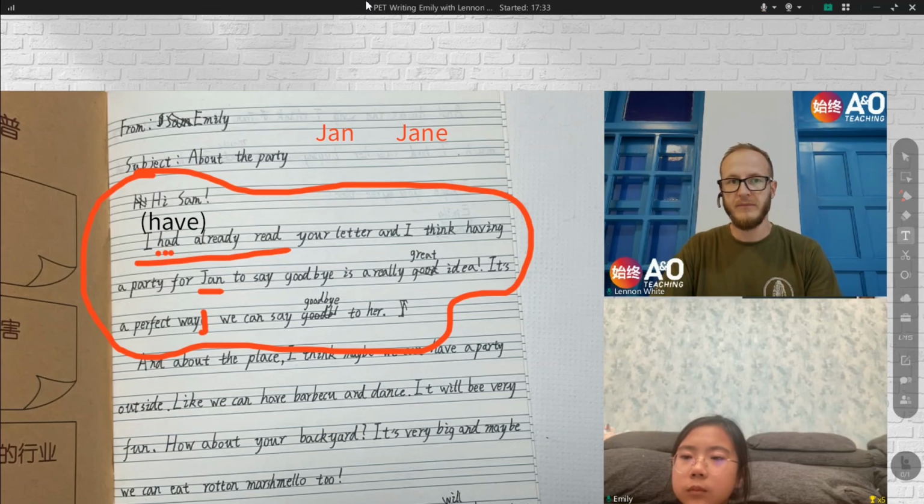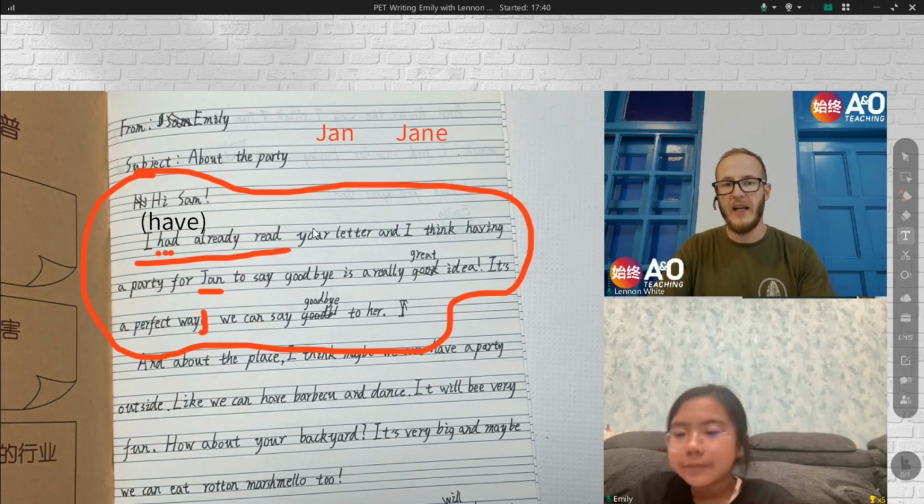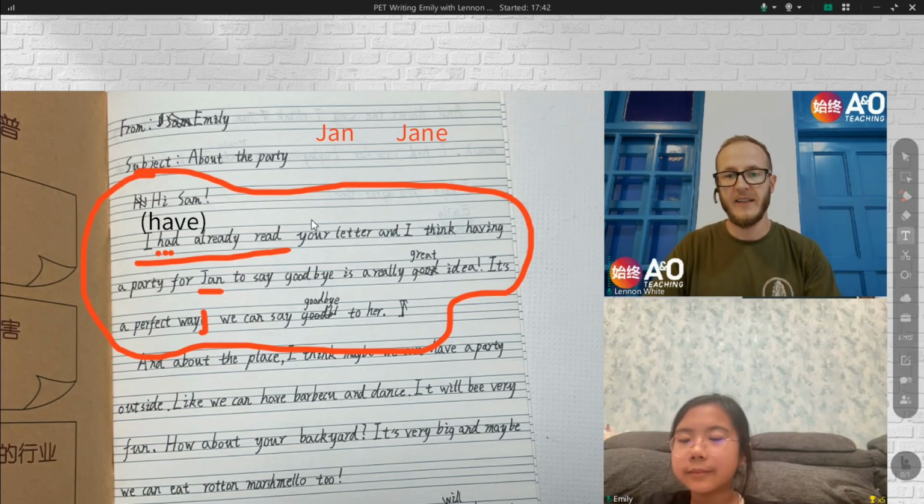Got it? I have already read, or just I read. So past perfect is not needed here.